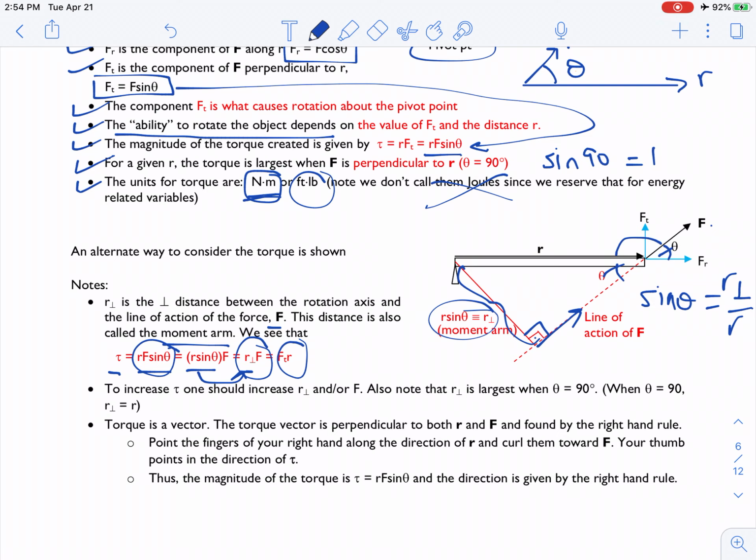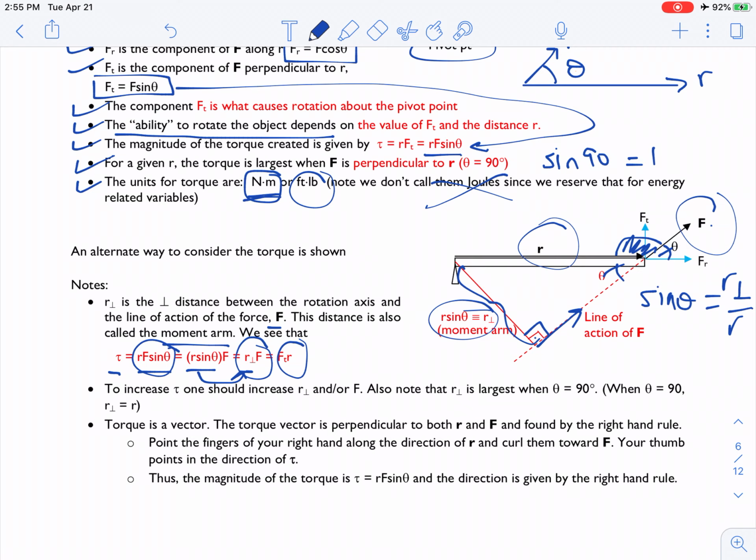And to increase torque, one should increase R perpendicular and or F, right? So you're looking at what torque depends on. The above equation tells you what it depends on. And also note that the R perpendicular is largest when theta is 90 degrees. So we were looking at this angle because it was like a large angle here. We get the 90 degrees, but then you shorten R. So if, again, this R and this F were perpendicular to each other, that would be an even bigger torque.